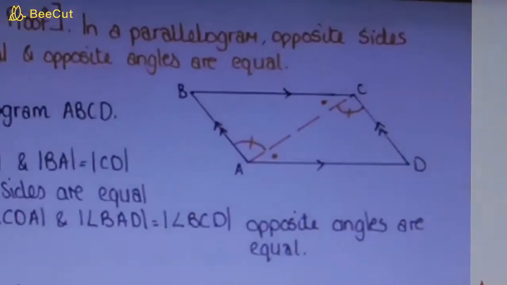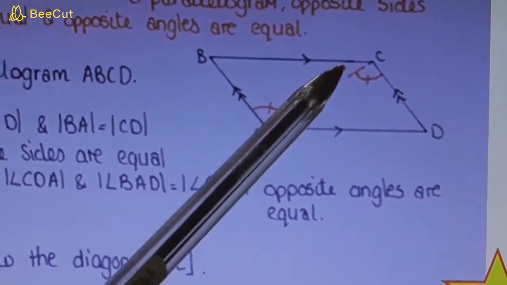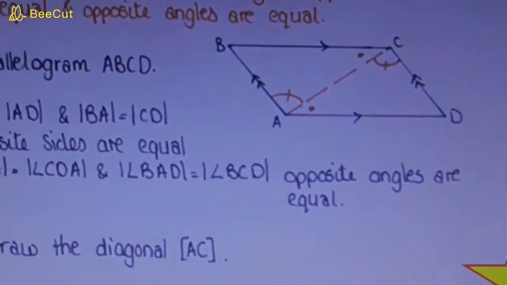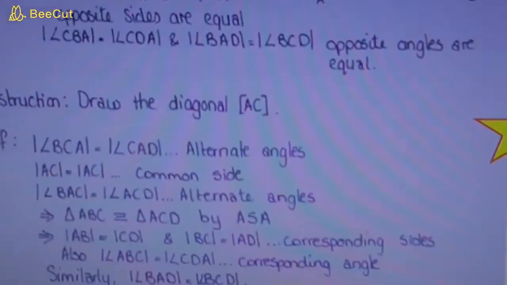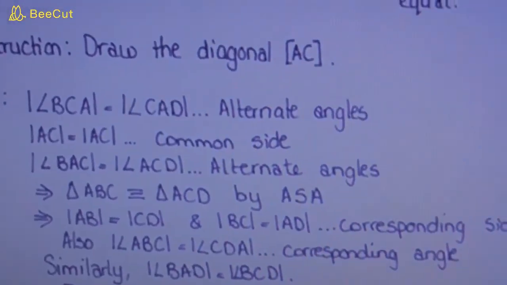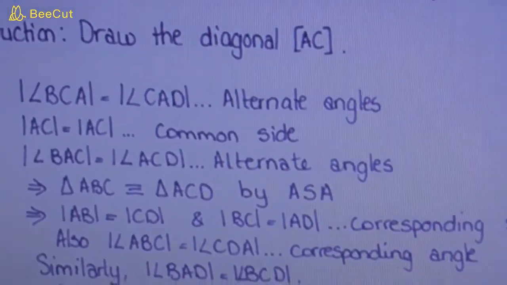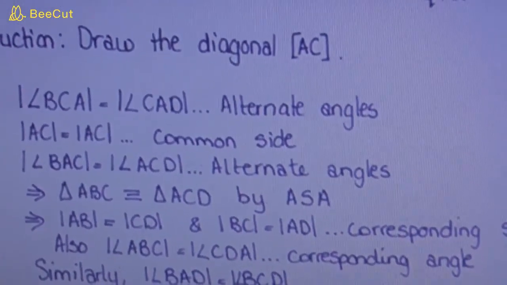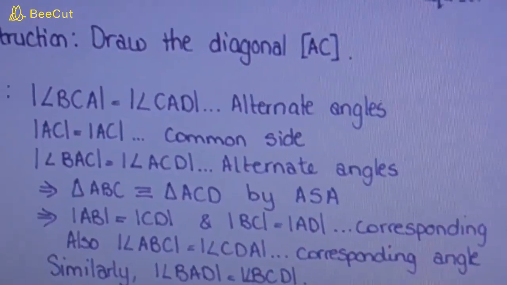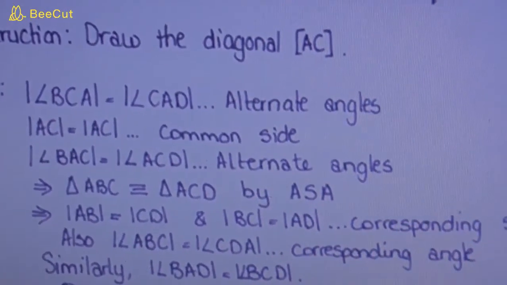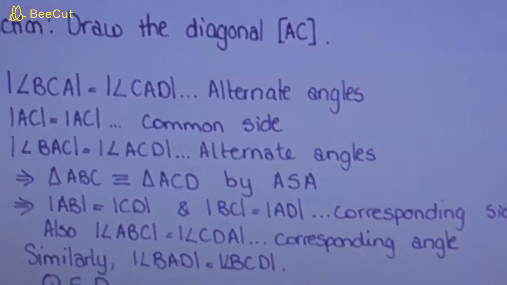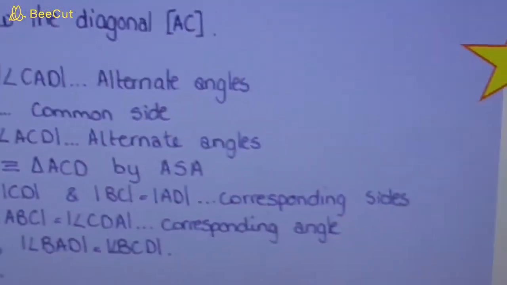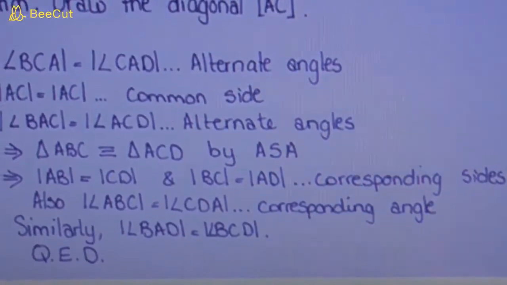The fact that I have now proven that this angle, this side and this angle are the same as that angle, that side and that angle means I've proven that those two triangles are congruent by angle side angle. So triangle ABC is congruent to triangle ACD by angle side angle. If they're congruent triangles, that means they are identical. So that means the length of AB is equal to the length of CD, and the length of BC is equal to the length of AD, because they are corresponding sides in the identical triangles.